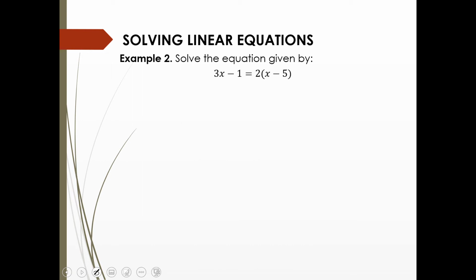3x minus 1 is equal to 2 times (x minus 5). First, we need to remove the brackets, or expand the brackets. So we will start here. You multiply 2 into x and you multiply 2 into minus 5. So we will have 3x minus 1 is equal to 2x minus 10.